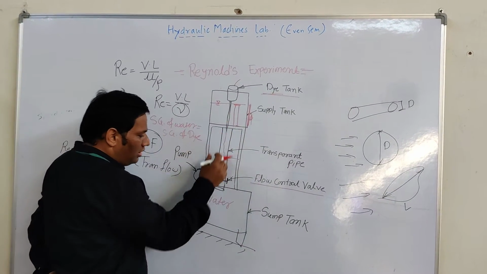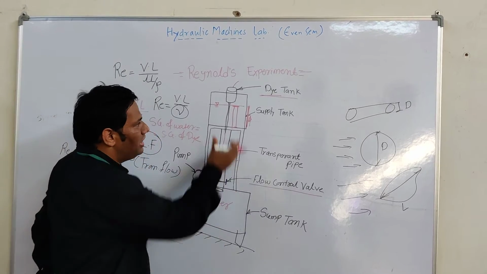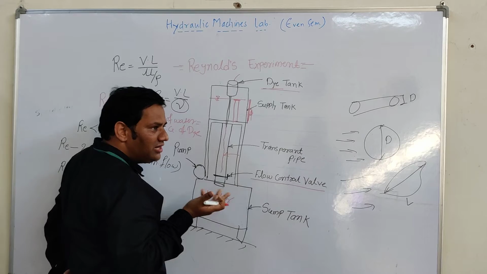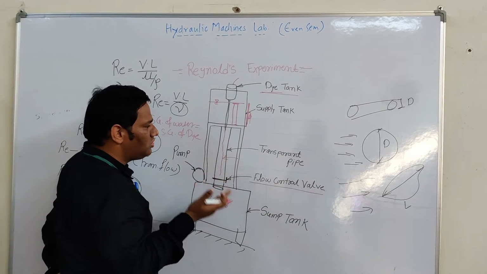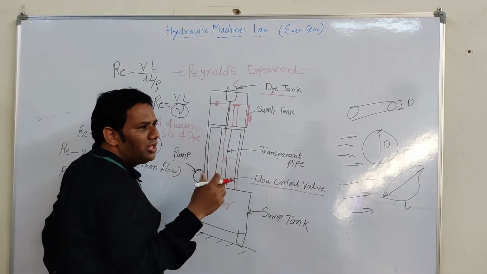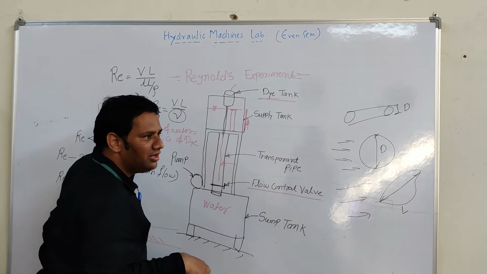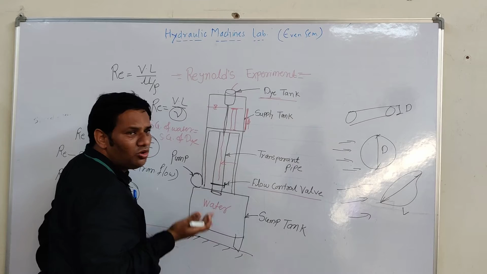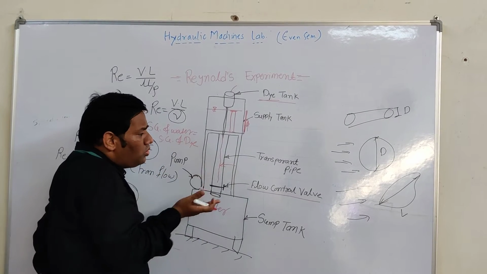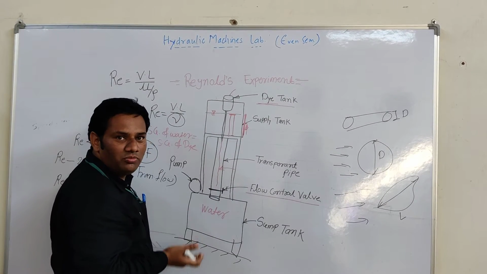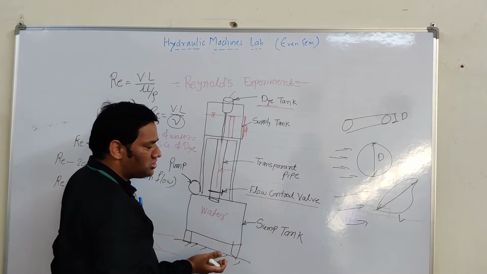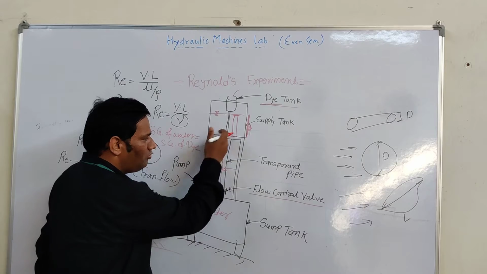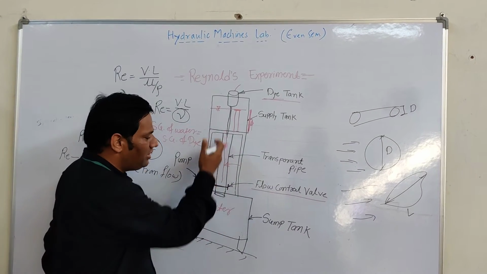For the performance, we have to maintain the constant flow in the supply tank. What do you mean by constant flow? For example, if we can see some air bubble here, we have to remove that air bubble with the help of this flow control valve. If we have some air bubble, obviously there is no constant flow in the pipe. So for maintaining constant flow, we have this flow control valve. Just open this valve, and whatever air bubble we have in the pipe, we can remove it.